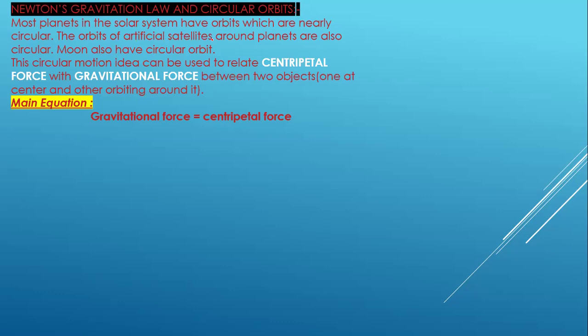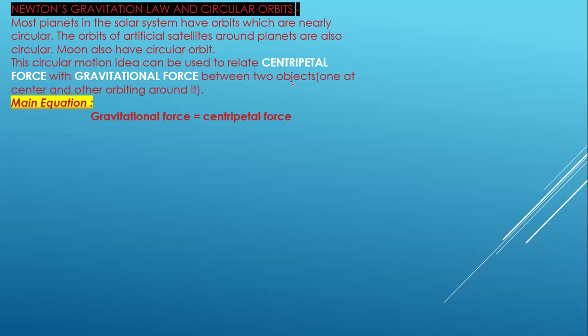So most planets in the solar system have orbits which are nearly circular. The orbits of artificial satellites, the man-made satellites around planets, are also circular. So the Moon has a circular orbit as well. Actually, they are elliptical, but for the sake of ease in calculation, we assume they are circular.